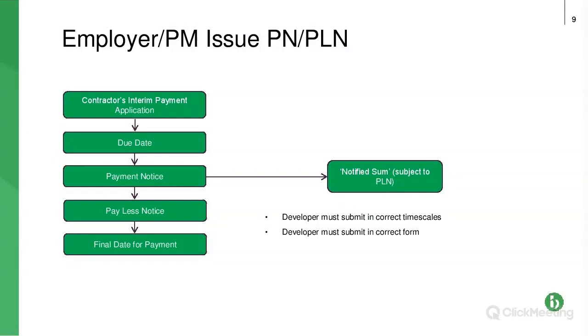Typically what your pay less notice would include would be, if within that time scale some defects appear, or if the paying party decides it wants to levy delay damages, liquidated damages, typically they would be included in the pay less notice. If they haven't submitted any payment notice, then they would just put all the deductions in the pay less notice. So hopefully that's clear.